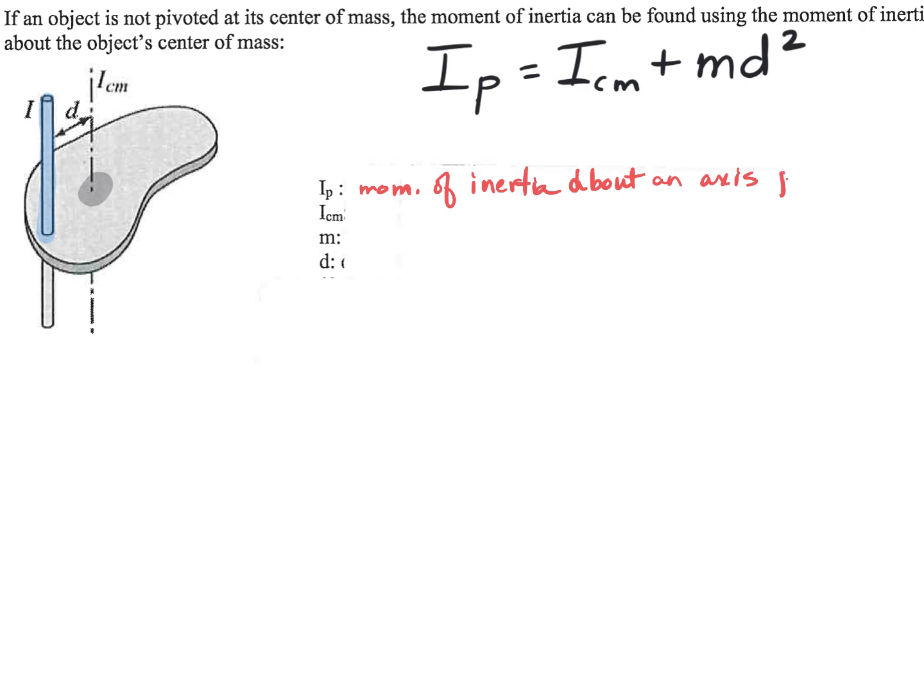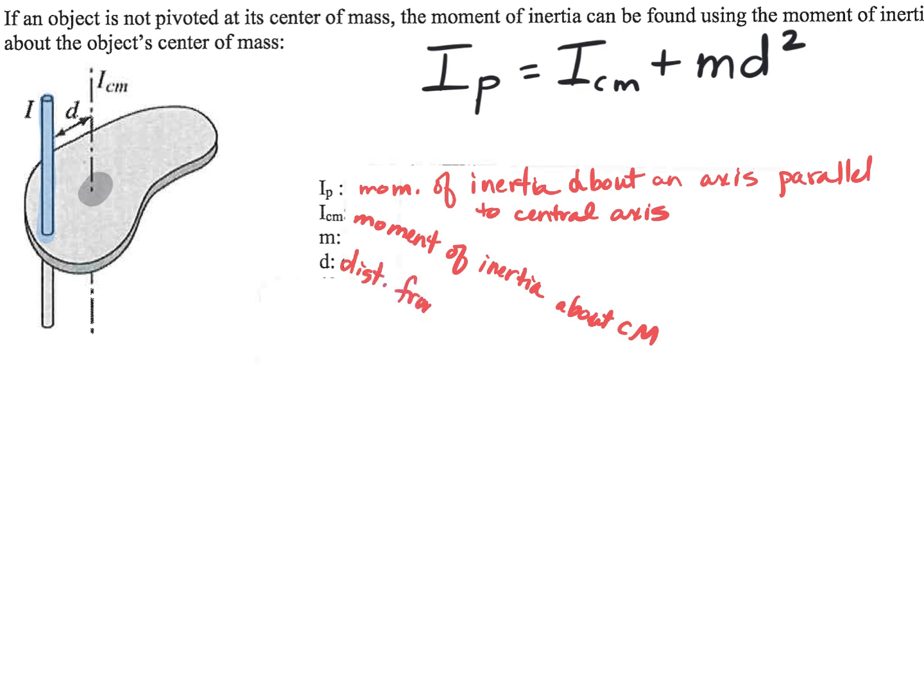About an axis parallel to the center, it's called the parallel axis theorem. I sub cm is the moment of inertia about the center of mass. M is the mass, of course. D is the distance from the axis of rotation to the center of mass.